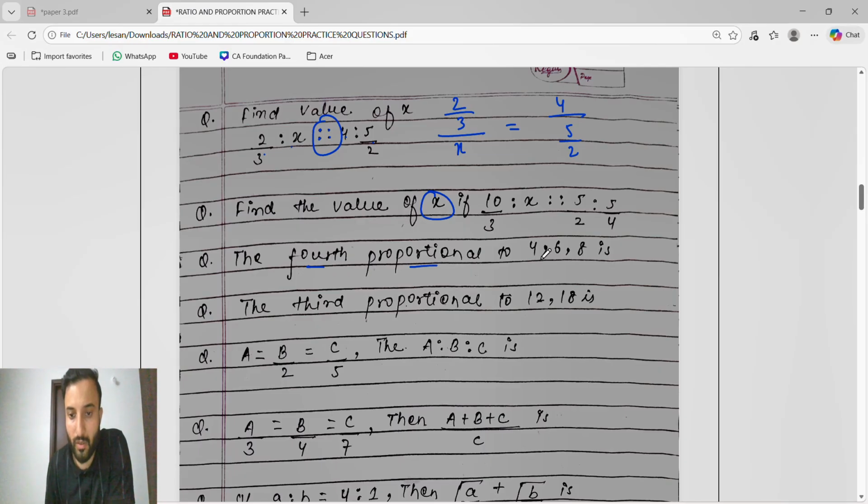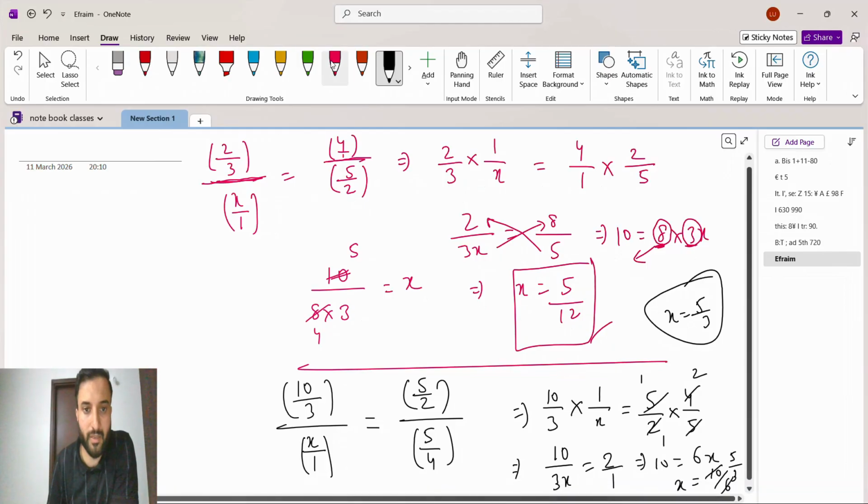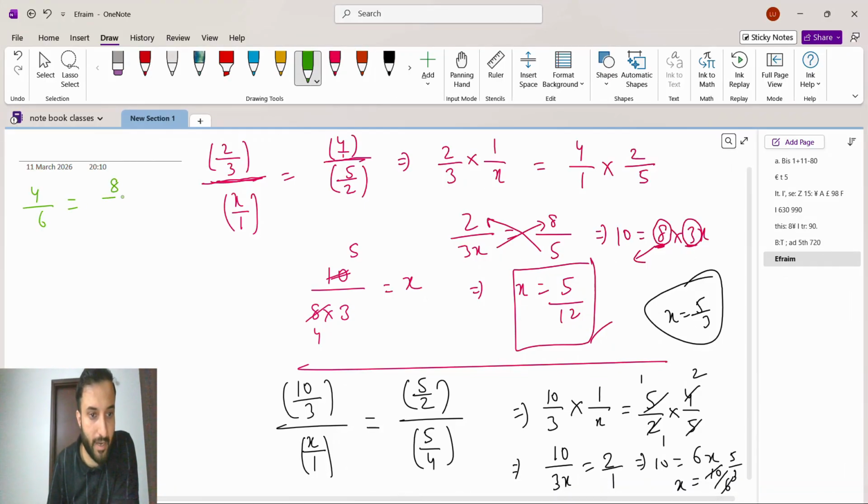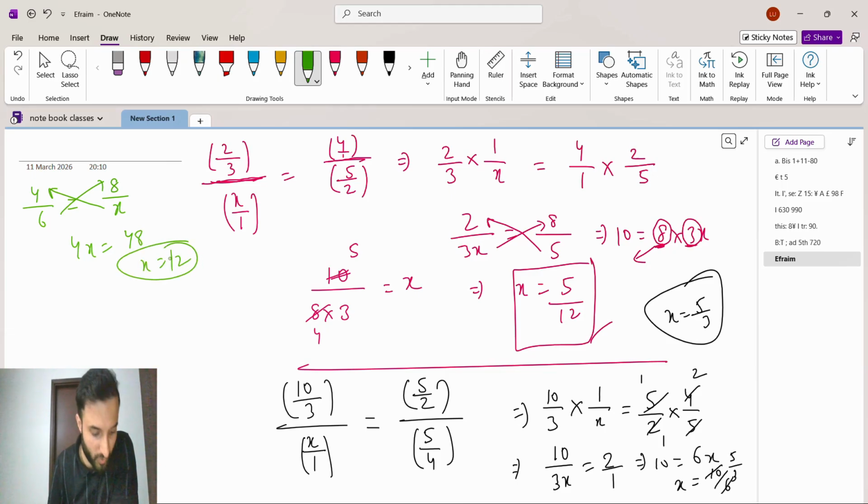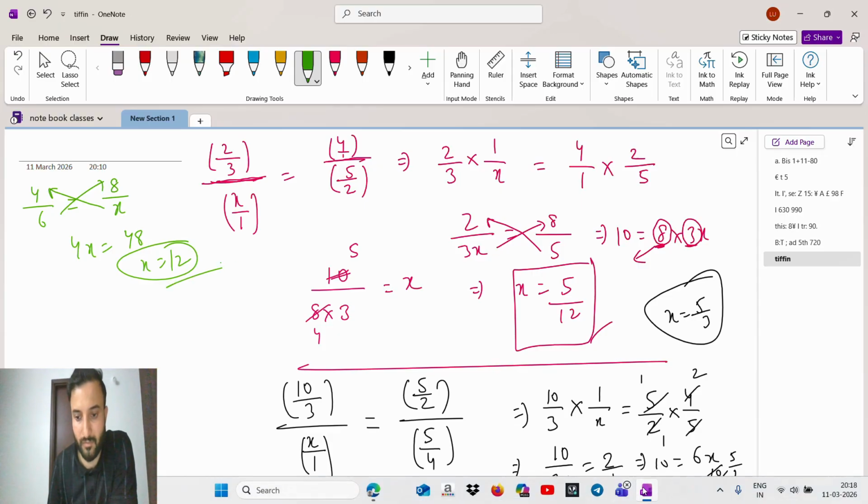Find the fourth proportion guys. You have to find the fourth proportion. So 4, 6, 8. Fourth proportion means guys, the first is given, second is given, third is given, and the fourth I will take as x. So this is very simple guys. 4 by 6 equals 8 by x. Then we'll do a cross multiplication. 4x equals 8 times 6, 48. Then x is equal to 48 by 4, x equals 12. Yes, x equals 12. Correct answer.